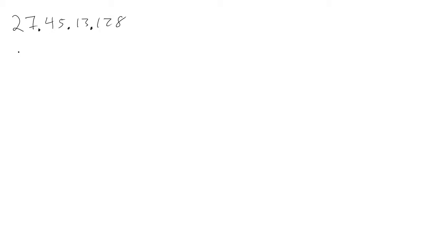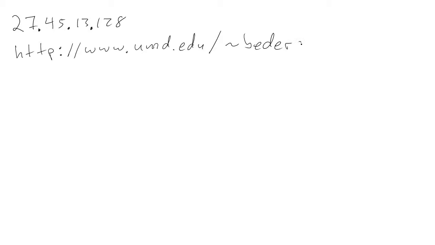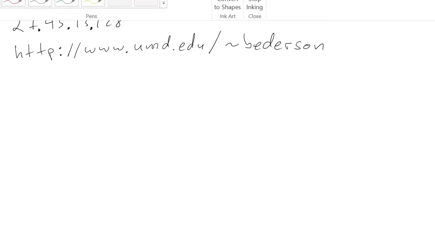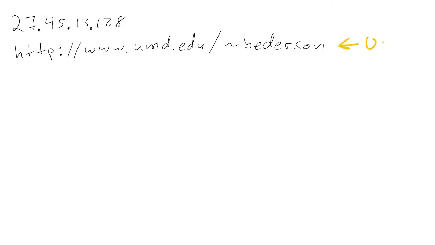It'd be really hard to remember, and thank goodness we don't have to remember things like that. Instead, we use what we all know of as URLs. A URL looks more like this: http://www.umd.edu, and then sometimes slash and something else like ~Bederson. So this is a URL, and it's important that we understand what this means.